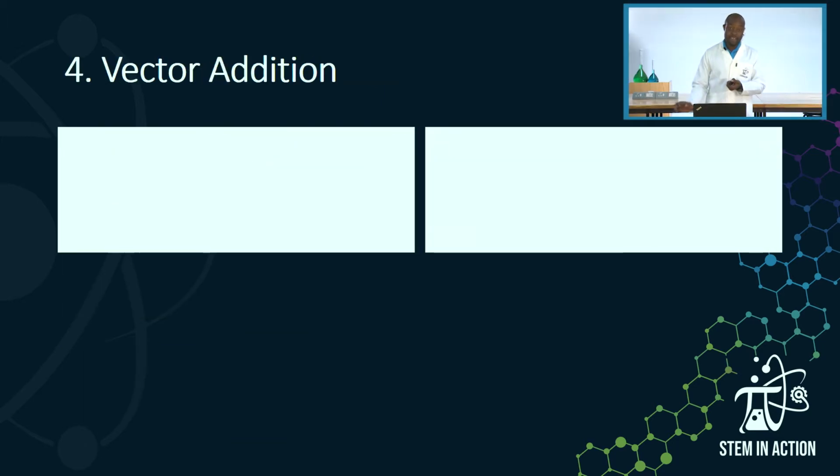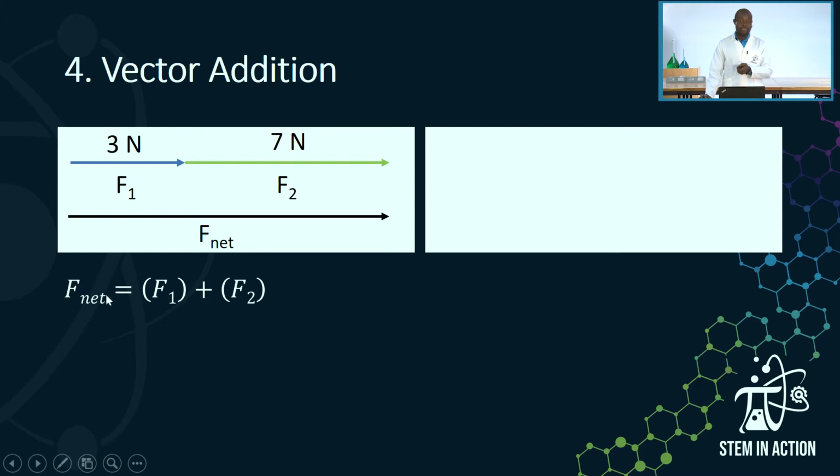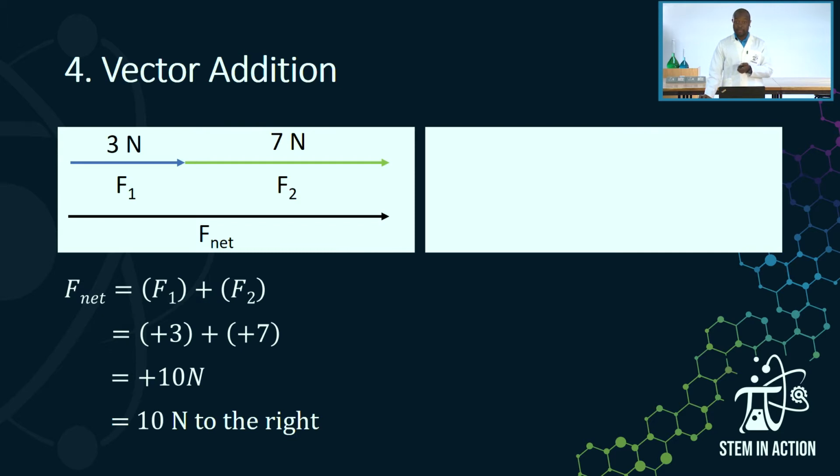Then vector addition, this you're already familiar with. So if we have got one force F1 with 3 newtons and an F2 with 7 newtons, and they are both pointing in the same direction, it means that our F net is going to be the summation of these two forces. And when we're adding them, we're going to say F net is equal to F1 plus F2. And because they are facing the same direction, we are going to say plus 3 and plus 7. And we're adding the two forces. And we get our answer as 10 newtons to the right.